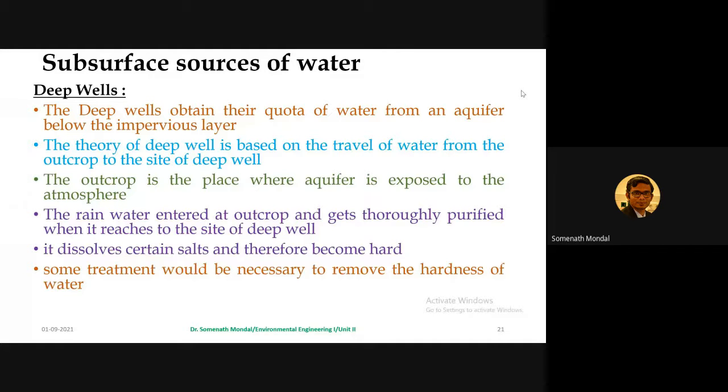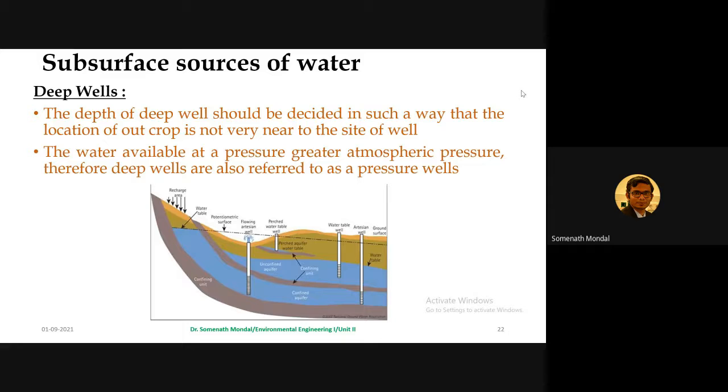Now the depth of the deep well should be decided in such a way that the location of the outcrop is not very near to the site of the well. If it is far from the site of the well, then the chance of getting good water will increase. Now the water is available at a pressure greater than atmospheric pressure, so deep wells are also referred to as pressure wells. In this case the water will have pressure more than atmospheric pressure, and here I have given a schematic diagram, and we'll try to show you all the different types of wells.